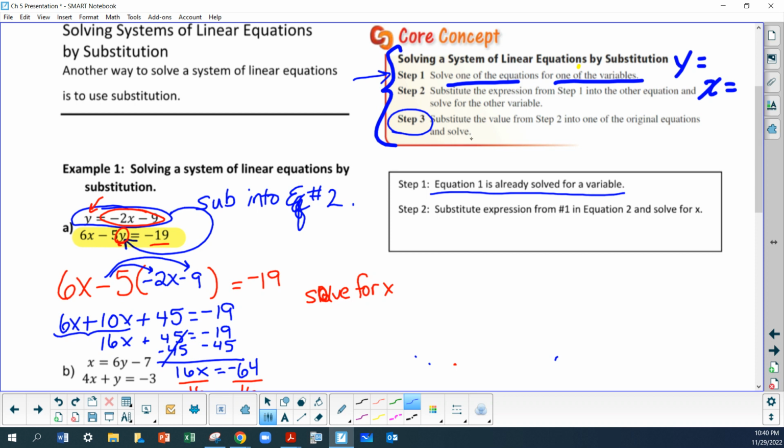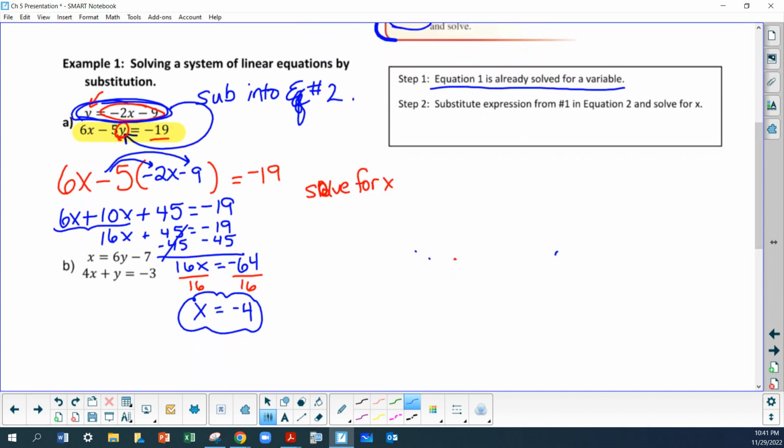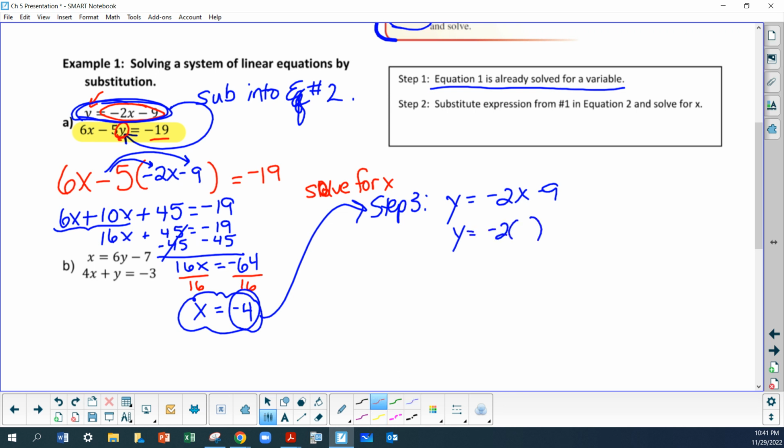Now what we need to do is find the y value. So you'll notice step 3 says substitute that value that you found in step 2. We found x equals negative 4, and we'll sub it back into the original equation and solve. I'm going to go back to equation 1 just because it looks easier than equation 2. So now step 3, we're going to take and substitute that in. I'm going to take y equals negative 2x minus 9 because it's an easier equation. And I'm going to substitute for x that negative 4.